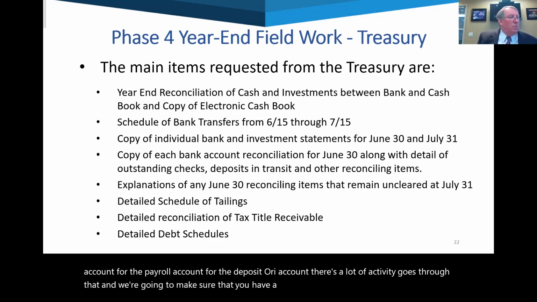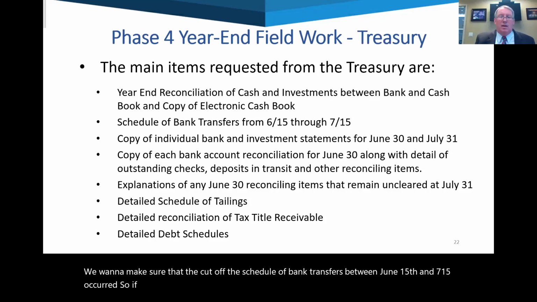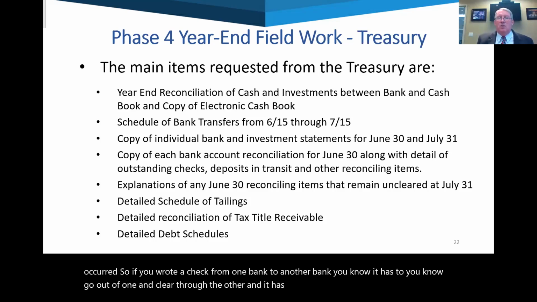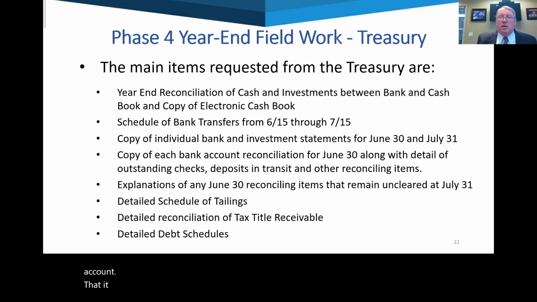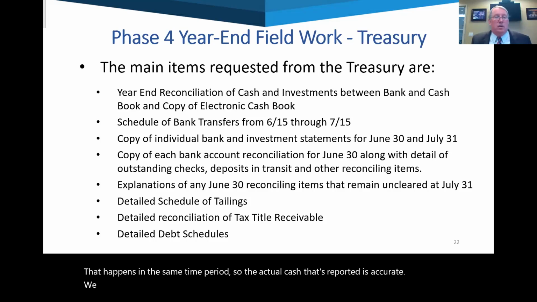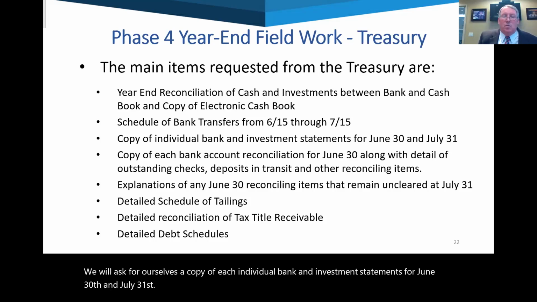We want to make sure that the cutoff, the schedule of bank transfers between June 15th and 7/15 occurred. So if you wrote a check from one bank to another bank, it has to go out of one and clear through the other, and it has to clear in the same period of time, and that you've got a handle on those particular transfers. So when you're funding the vendor account, that it happens in the same time period, so the actual cash that's reported is accurate. We will ask for a copy of each individual bank and investment statement for June 30th and July 31st. And that's part of that checklist that we want to go through.